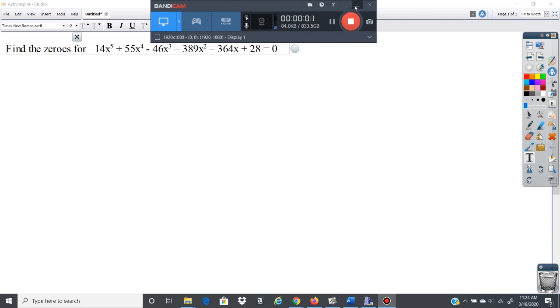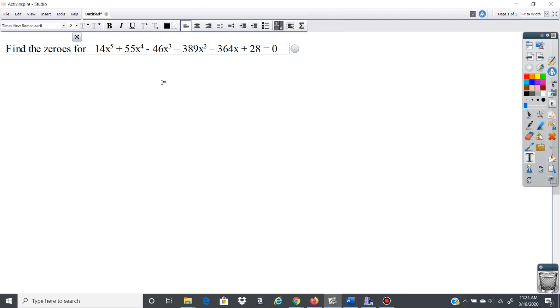Hey guys, let's find some zeros here. So we have this problem, and we're going to go about finding the zeros. The first thing I'm going to want to do is put this in my calculator. I'm looking to see if I could possibly take a GCF out of this. It does not look like it.